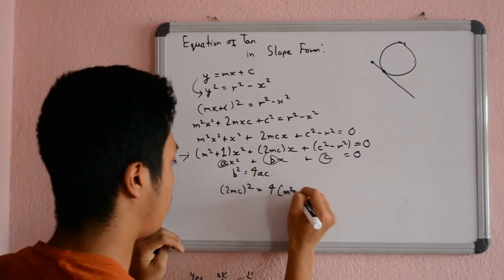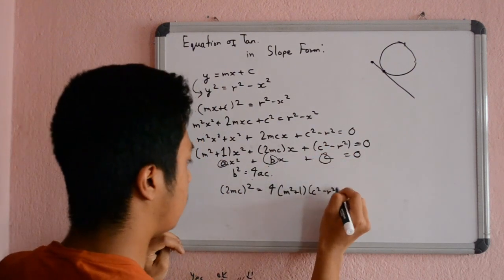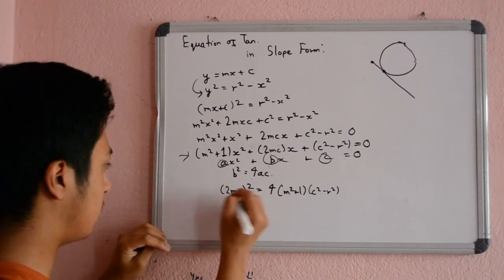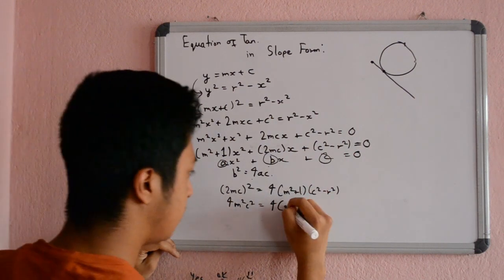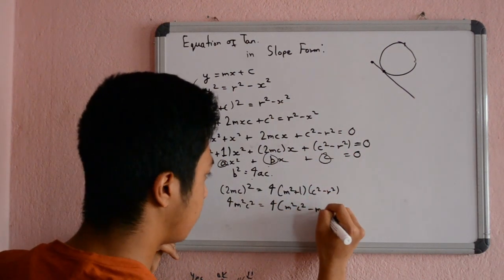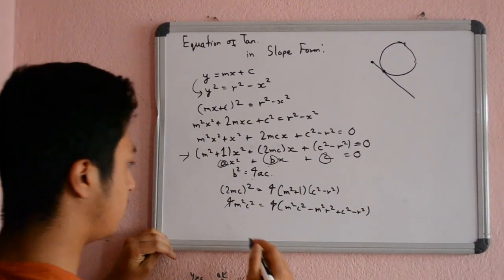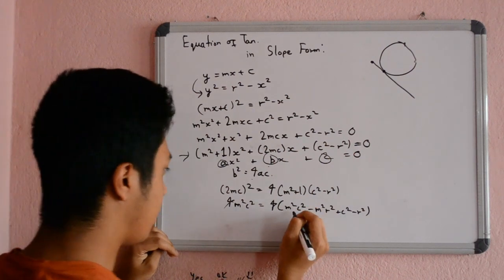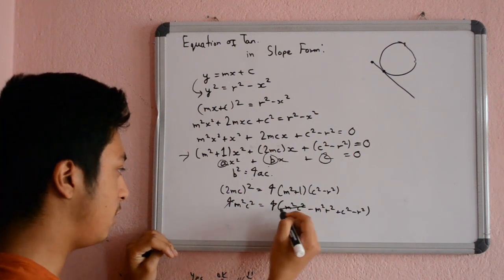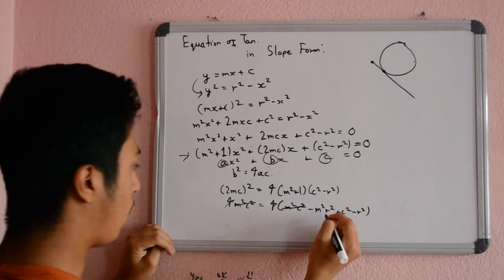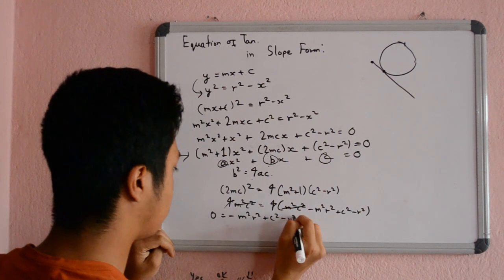A is m square plus 1, and our c is c square minus r square. And now let's just expand this. So this is 4m square c square, this is 4, and distribute this, it is m square c square minus m square r square plus c square minus r square. And this 4 and 4 cancel, so here we'll have m square c square is equal to m square c square minus all of that, and we can also cancel this over here. So what we'll get is 0 is equal to minus m square r square plus c square minus r square.